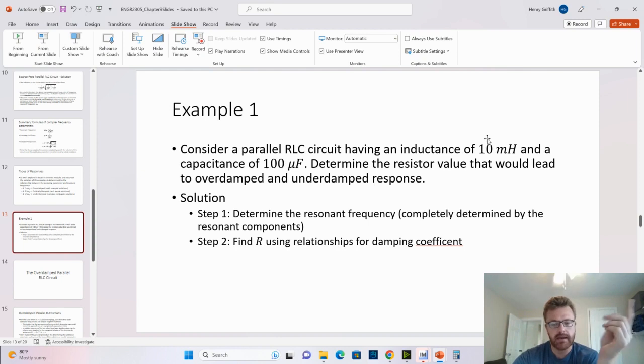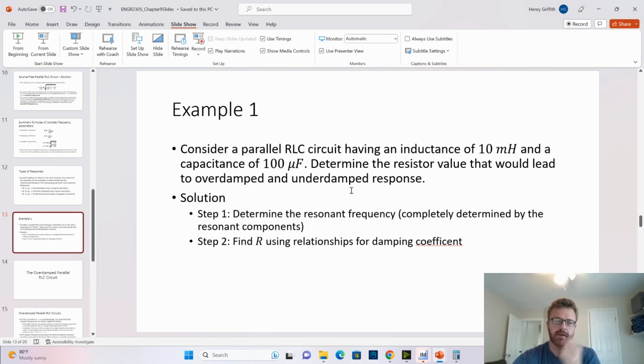So right away, you know in your head, if I had the inductance value and I had the capacitance value, I can determine the resonant frequency. But what I don't know, just given those 2 values, is the actual damping coefficient. I don't know how quickly this is going to 0. So what they ask us is to determine the resistor value that would lead to an overdamped and underdamped response.